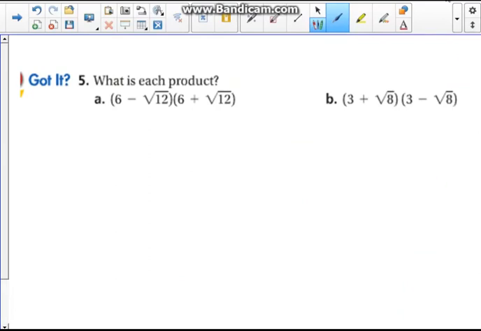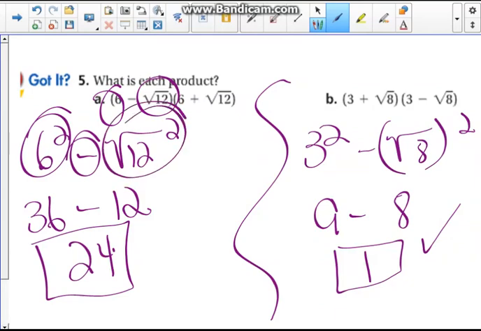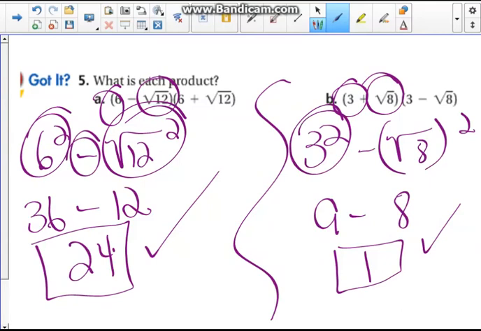So again, pause, do your work. Okay, so here we go. The first one we have here is my A is 6, my B is radical 12. So it's going to be 6 squared minus radical 12 squared, which becomes 36 minus 12, which is 24. And over here, A is 3, B is radical 8. So it's going to be 3 squared minus radical 8 squared. So it's going to be 9 minus 8, which is 1.